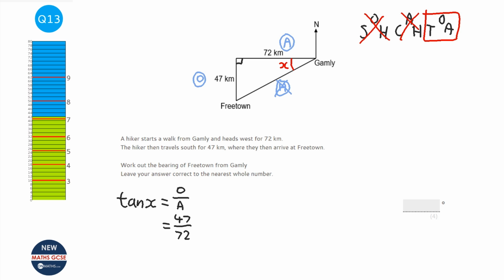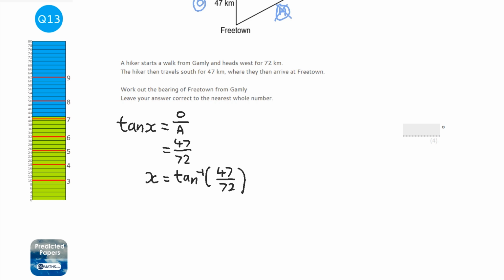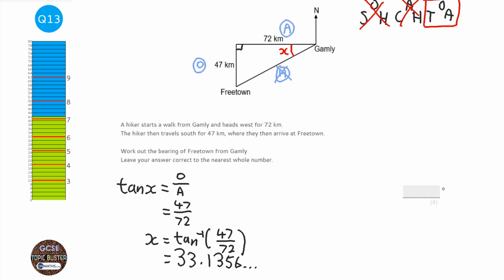Now we want to work out what x is, so to do that we want to inverse tan both sides. On the calculator you want to click shift or the equivalent on your calculator and then tan, then you press the fraction button, 47, and go down, 72. Just don't forget to close the brackets. Every time you click tan or inverse tan, it opens a set of brackets, so make sure you shut them. Let's press equals, and that equals 33.1356 and so on. So x is 33, but we still haven't got a bearing.